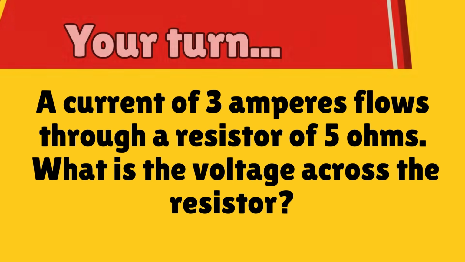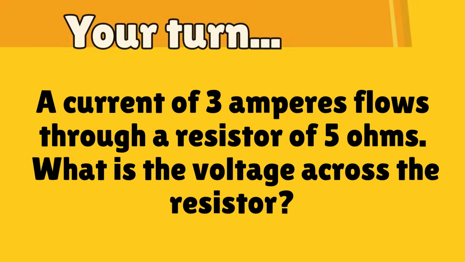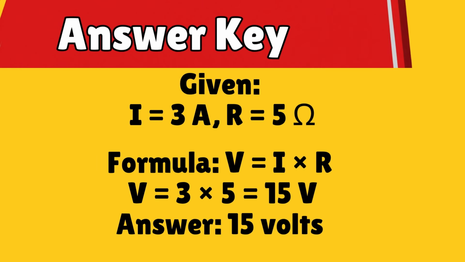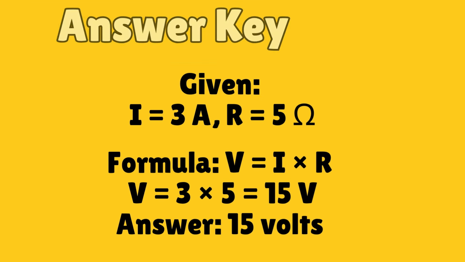Okay, this time it's your turn. A current of 3 amperes flows through a resistor of 5 ohms. What is the voltage across the resistor? So to answer that, first let's write the given. I is equal to 3 amperes and resistance is 5 ohms. Formula: V equals I times R. So to get that, 3 times 5 equals 15 volts. The answer is 15 volts.